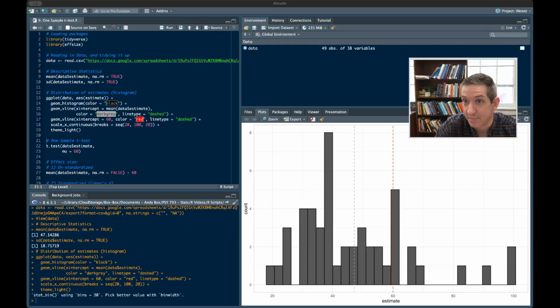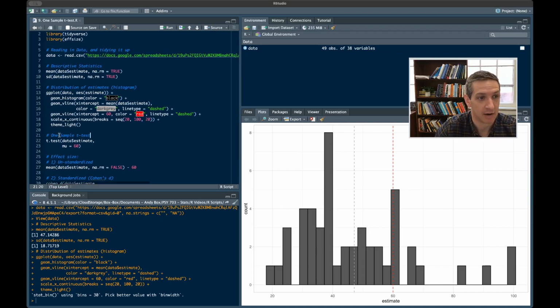So this equips us to answer the question, on average, is our sample underestimating or overestimating relative to the ground truth, which in this case is 60? So another way of framing this is, do we have evidence of systematic overestimating or underestimating the number?